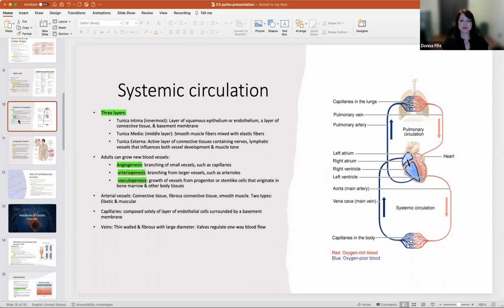Arterial vessels contain fibrous connective tissue and smooth muscle. And there's 2 types, elastic and muscular. Capillaries are composed solely of a layer of endothelial cells surrounded by a basement membrane. And veins are thin-walled and fibrous with a large diameter. And there's valves that regulate the one-way blood flow through the veins.